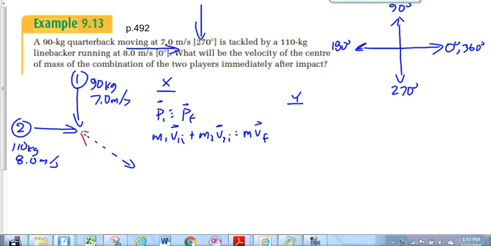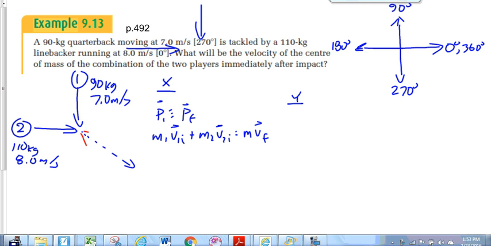M1 is 90 kilograms. Can you tell me what v1i is here? Remember, I'm not doing the y component yet. I'm just dealing with x right now, one at a time. Tell me what v1i is. How fast is object number 1 moving? Yep, 0. Good. When analyzing the x component, ignore everything y component.